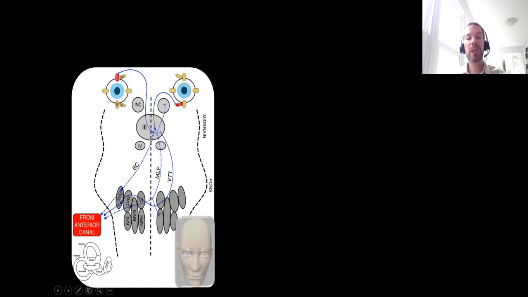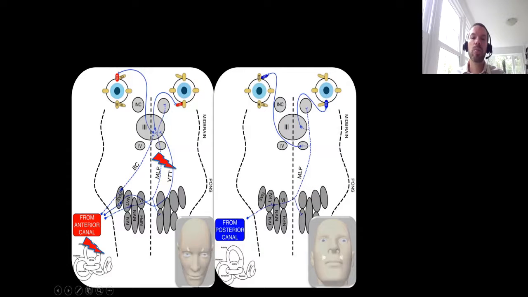But the other two things that travel through the same pathway, the same MLF, one are the anterior canal pathways. So if I pitch my head forward, I'm firing both anterior canals. That forces my eyes to go up. That's the vertical vestibulo-ocular reflex working. Again, firing the anterior canals, looking up. And also important to know that because these also decussate, if you have a left medial longitudinal fasciculus lesion, you're affecting the anterior canal pathways, the fibers that originated on the right side, on the opposite side.